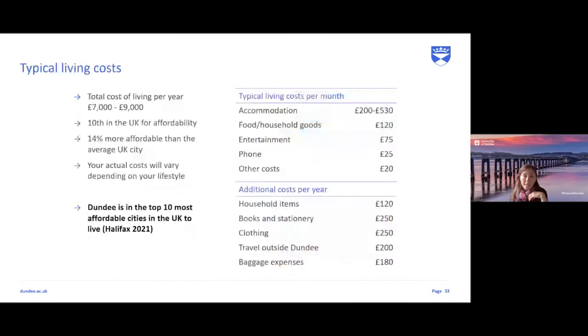Another important consideration is, of course, the living costs. And again, I highlight the fact, what I said to you at the beginning of the talk, the fact that Dundee is in the top 10 most affordable cities in the UK. And this is giving you just rough living costs per month. Of course, that can vary depending on your living style. But Dundee is 14% more affordable than the average UK city.